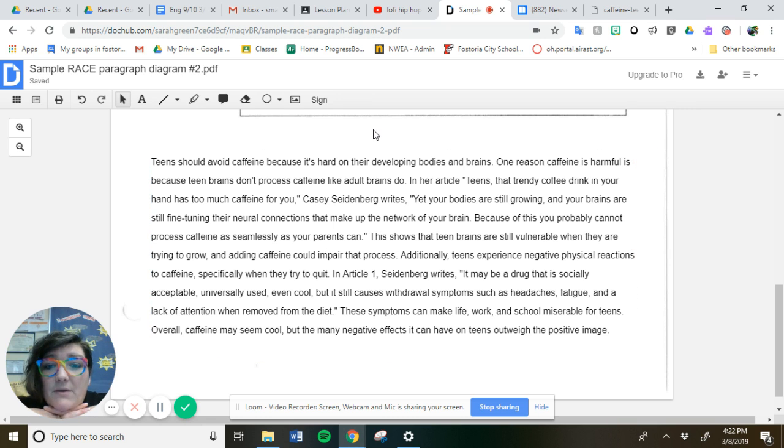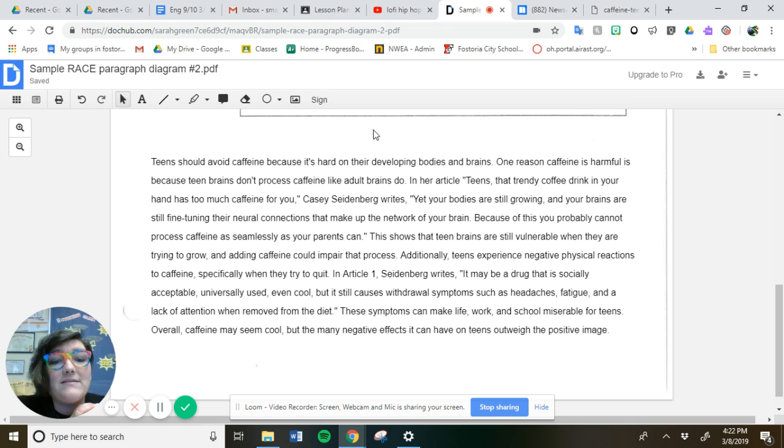Teens should avoid caffeine because it's hard on their developing bodies and brains. One reason caffeine is harmful is because teen brains don't process caffeine like adult brains do. In her article, "Teens, That Trendy Coffee Drink in Your Hand Has Too Much Caffeine for You," Casey Seidenberg writes, "Yet your bodies are still growing and your brains are still fine-tuning their neural connections that make up the network of your brain. Because of this, you probably cannot process caffeine as seamlessly as your parents can." This shows that teen brains are still vulnerable when they are trying to grow, and adding caffeine could impair that process. Additionally, teens experience negative physical reactions to caffeine, specifically when they try to quit.